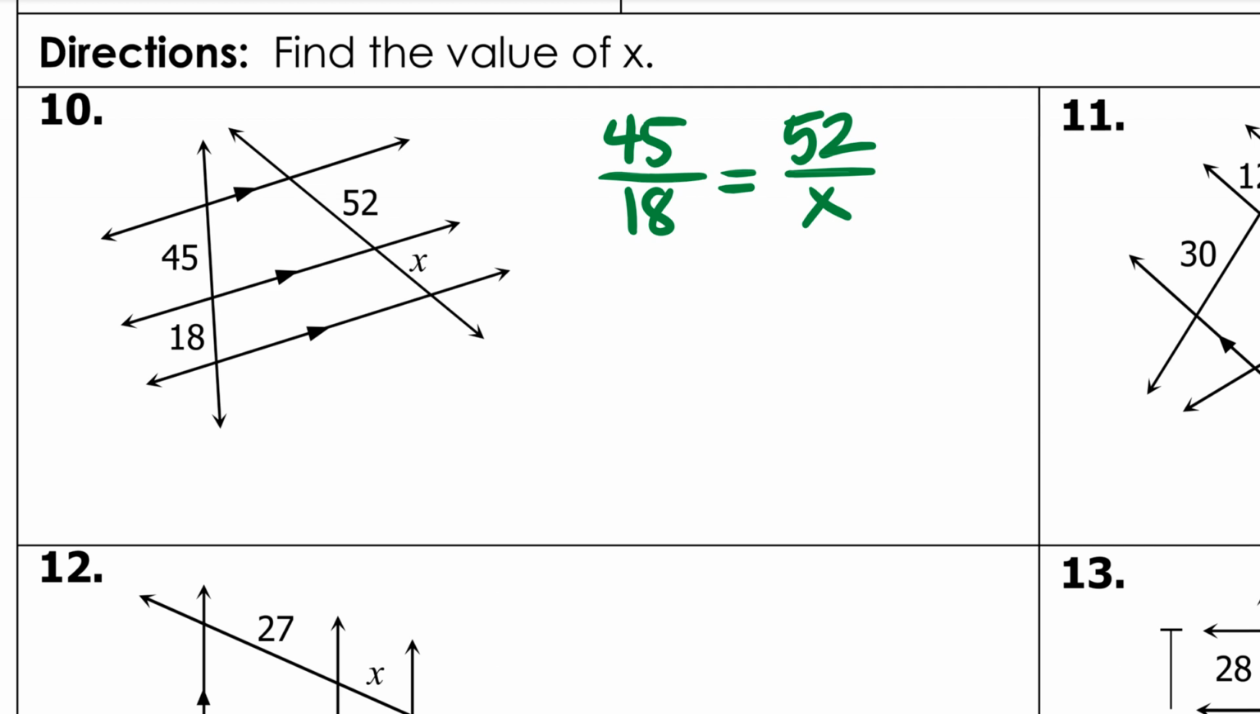So when I cross multiply, 45 times x is 45x. 18 times 52 is 936. When I divide 936 by 45, x will equal 20.8.